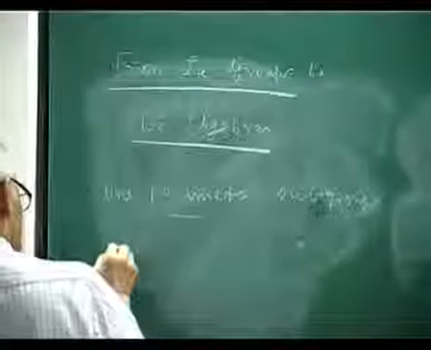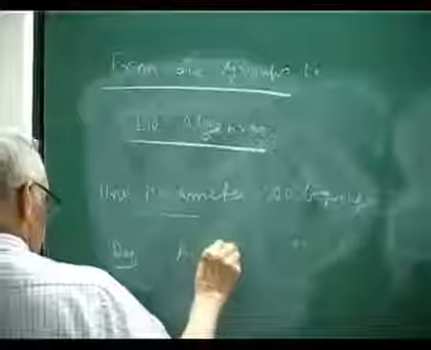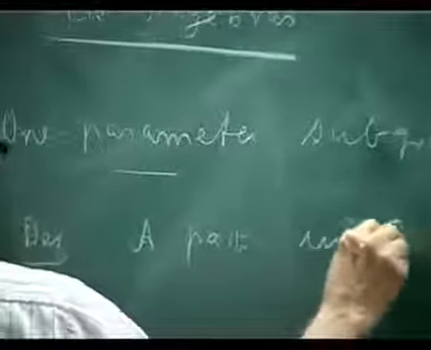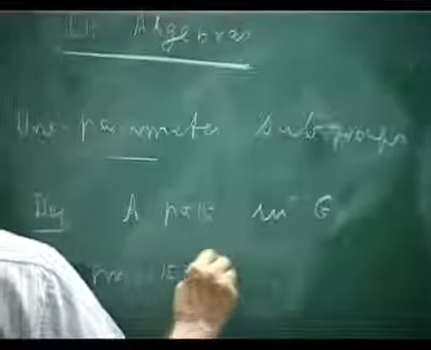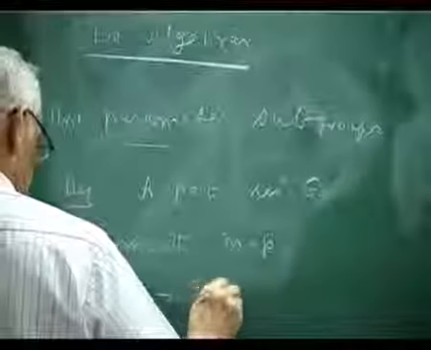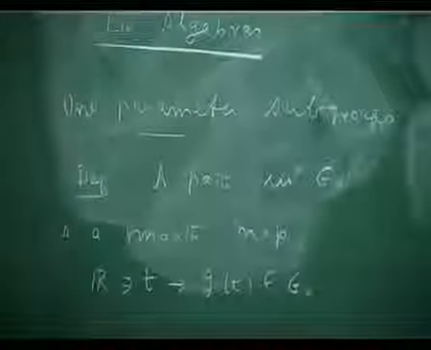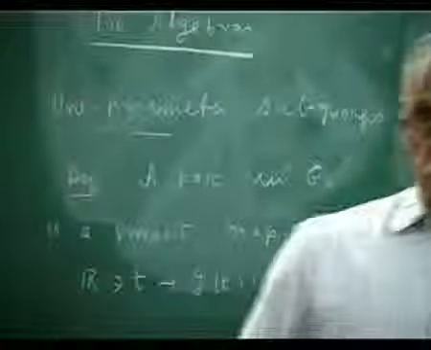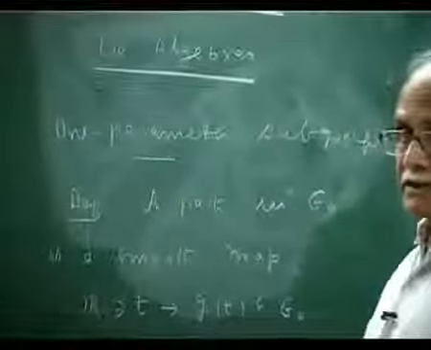For that, consider the following definition. A path in a Lie group G0 is a smooth map, T to G of T. So this is in the group. T is simply a point of the real line. It's just a curve. This is a curve in the group G, in the connected component G0.